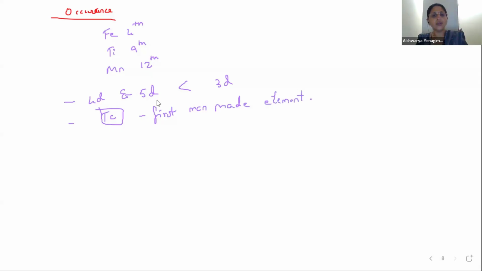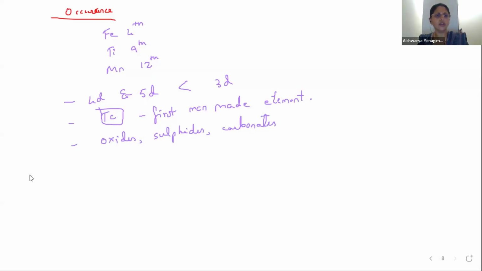So how do transition metals occur in the Earth's crust? They occur in combined states. They are not found in free states. For example, with the exception of gold and silver, which are found in free state, the transition elements from group 3 to group 11 are found in combined states. They are found as oxides, sulfides and carbonates.